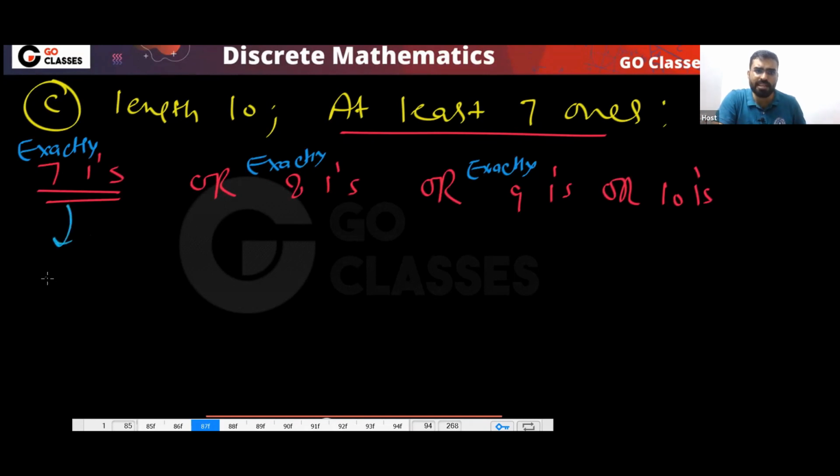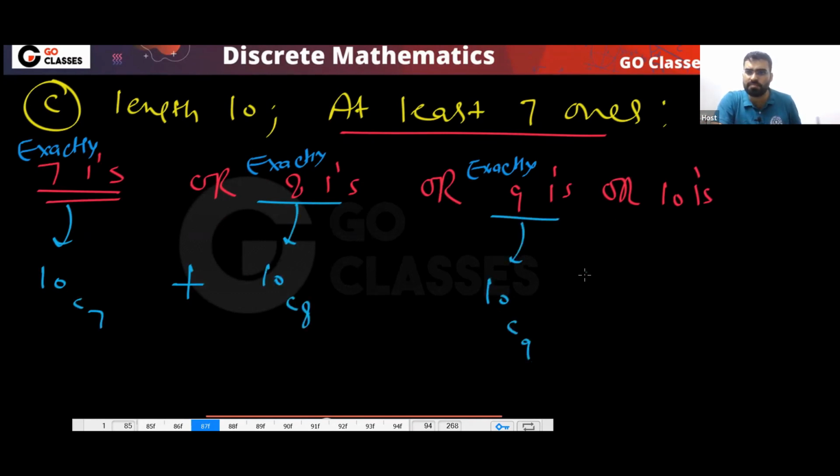So exactly 7 ones is 10C7. Exactly 8 ones is 10C8. Exactly 9 ones is 10C9. Exactly 10 ones is 10C10. This will be your answer. Is this clear to everyone? Are they disjoint? Yes, they are disjoint. Here you have exactly 8 ones, here exactly 9 ones.